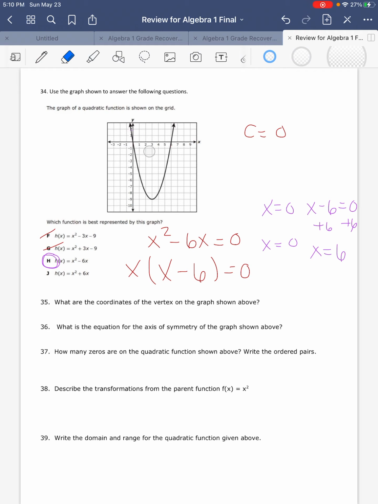And erase this for the next questions. 35 says, what are the coordinates of the vertex shown above? So our vertex is that bottom point, and we can see that the x value there is going to be 3, and the y value at that point is negative 9. So 3, negative 9 would be our answer.